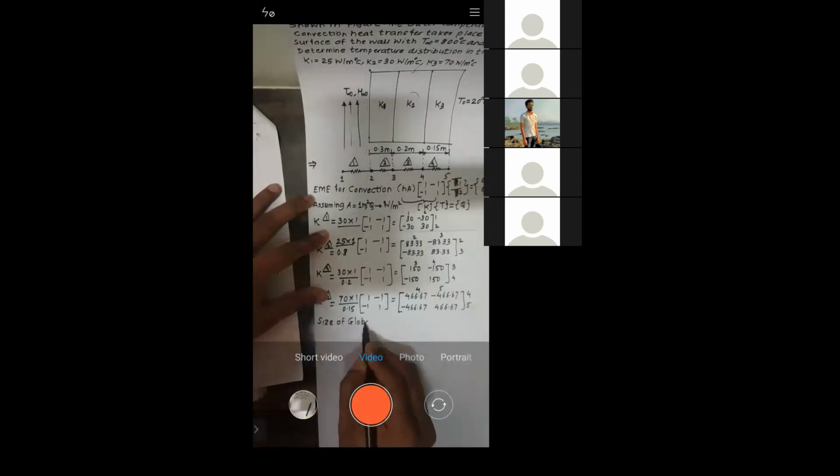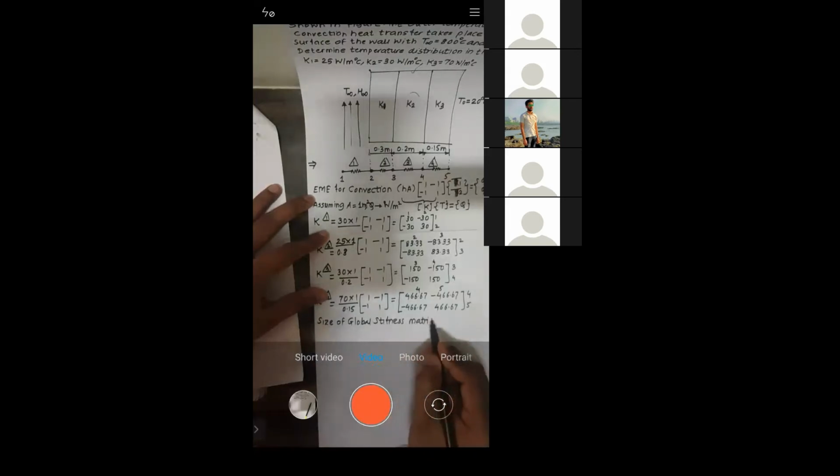5 by 5. Why? Number of nodes is 5, and the degree of freedom is 1 per node. Tell me, what is the degree of freedom?